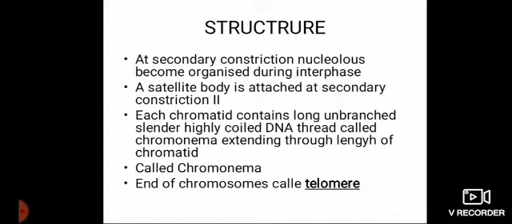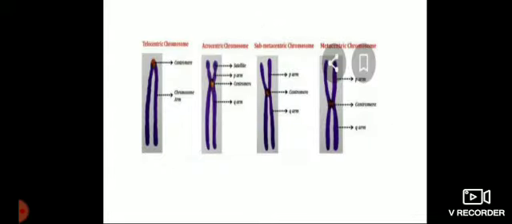We are continuing structure. At the secondary constriction, the nucleolus becomes organized during interphase. So secondary constriction means it is the nucleolus organizer. The satellite body is attached at the secondary constriction. Each chromatid contains a long, unbranched, slender, highly coiled DNA thread called chromonemata. What is chromonemata? It is a thread of DNA extending through the length of the chromatid, called chromonema. The end of the chromosome is called the telomere.